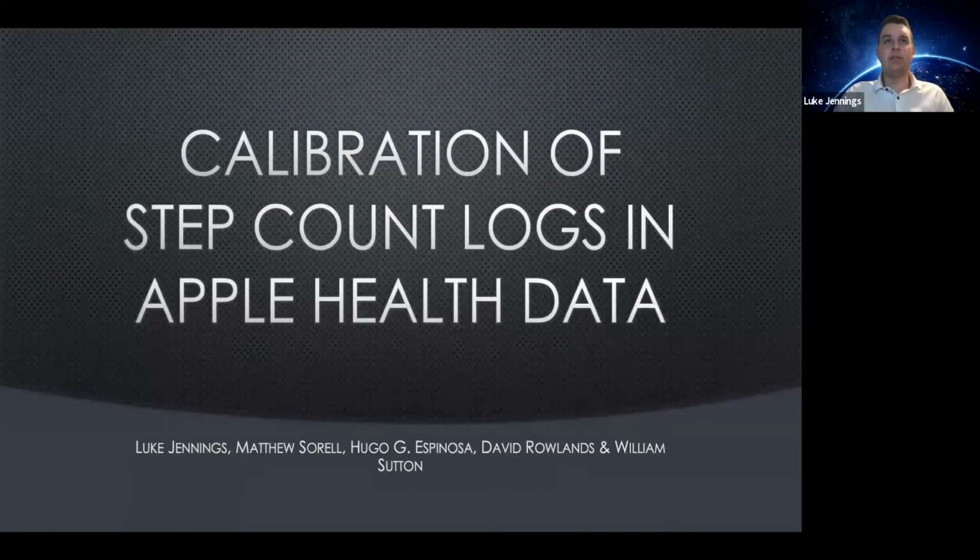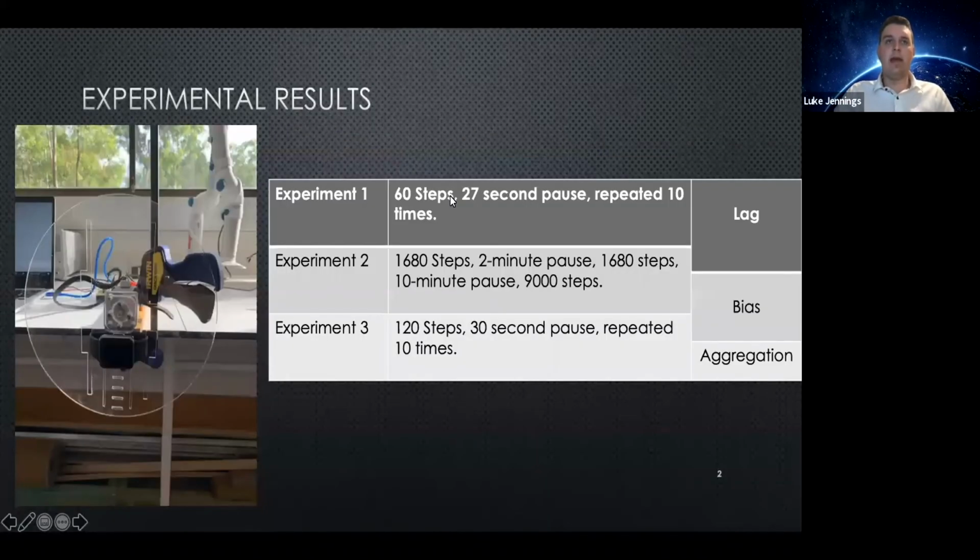The calibration of step count logs in Apple Health data. We compare the Apple Health database step count logs with the acceleration and rotation characteristics, which constitute a robust step identification, to create a controlled step test rig to adjust metrics such as lag, bias, and aggregation through 3 distinct experiments which consist of different step intensities and durations.